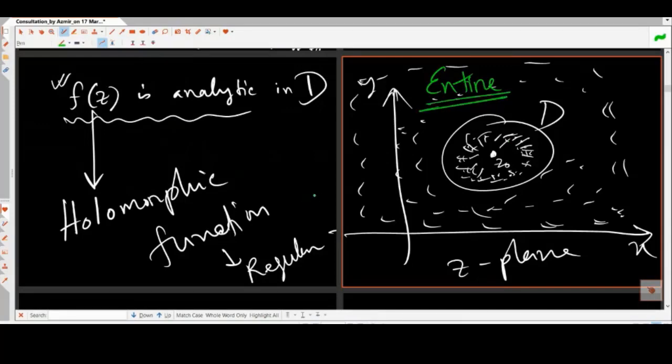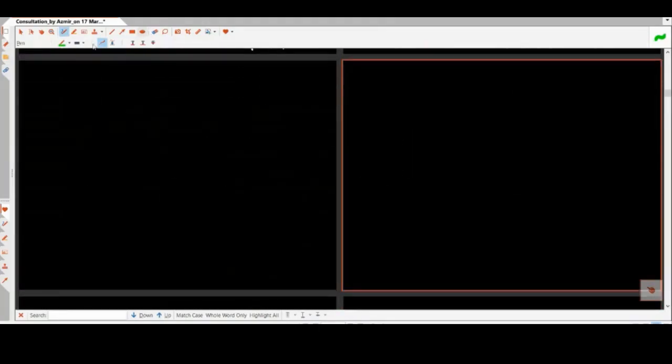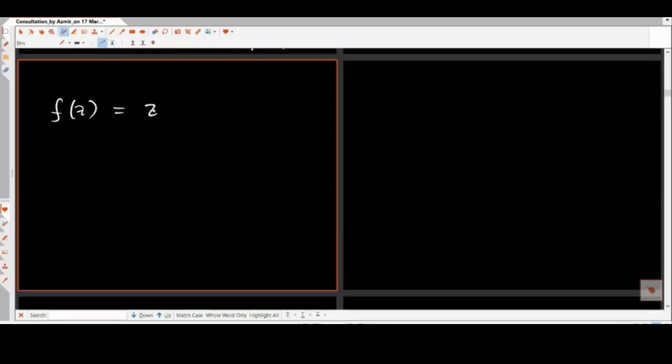So if a function is analytic at every point z in the complex plane, then that function is said to be an entire function. So for example, any polynomial function, let's say f of z equals z squared plus 5z plus 6. This is a polynomial function.